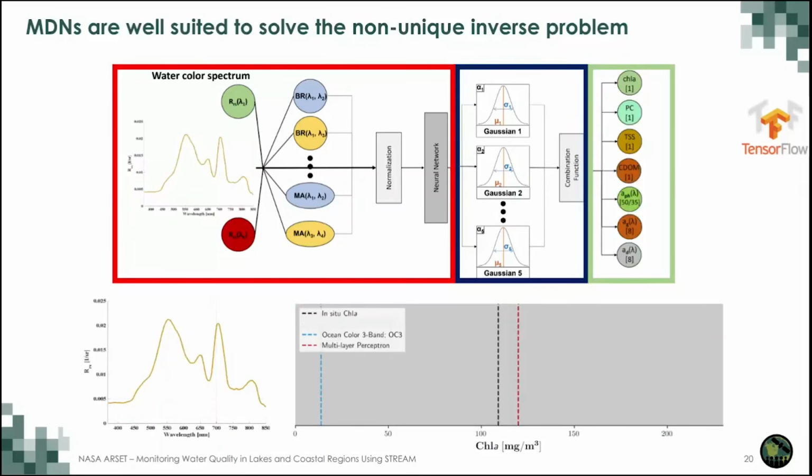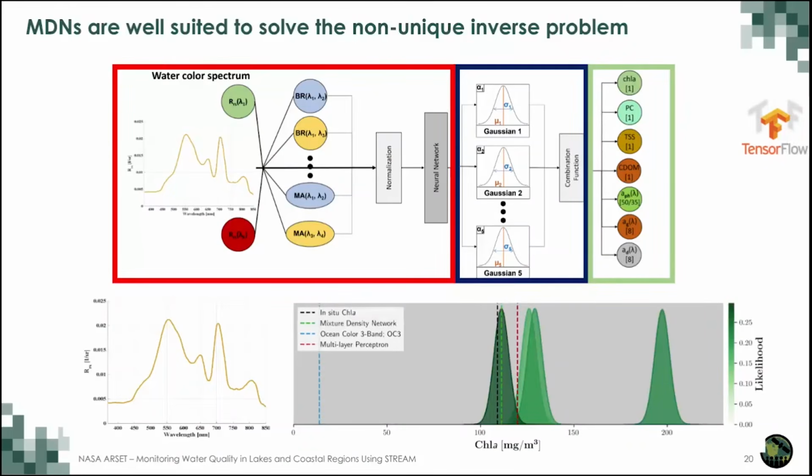We have a prediction from the Ocean Color 3 band algorithm shown as this dashed blue line. And we have a prediction from a standard machine learning algorithm shown as the dashed red line. Again, these standard machine learning algorithms typically learn to estimate the average of all possible values of chlorophyll concentration instead of the most likely value. We can then overlay the Gaussians, as shown here, that are output from the mixture density network.